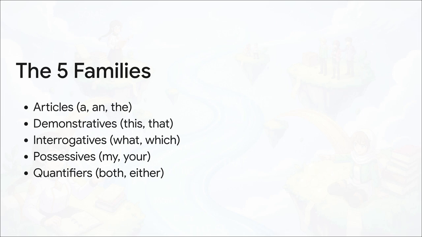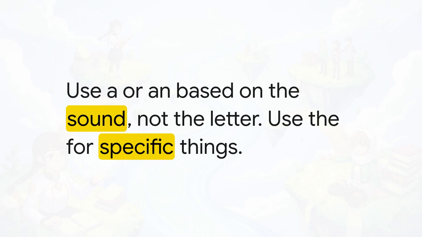We've got articles, which deal with general versus specific, demonstratives, which handle distance, interrogatives, which help us ask questions, possessives, which show ownership, and quantifiers, which tell us how much or how many. Categorizing them just like this is going to make the advanced grammar rules so much easier to grasp later on. Let's start with the most common family, articles.